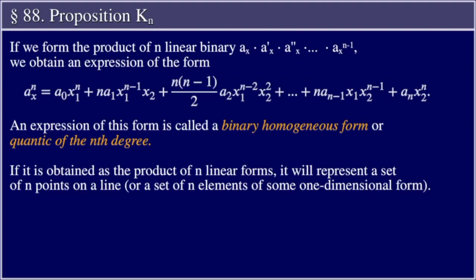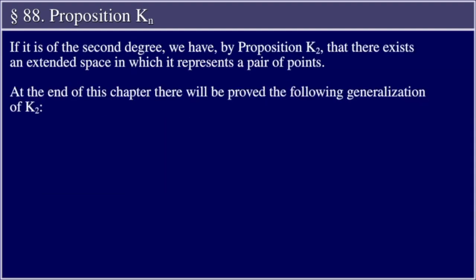An expression of this form is called a binary homogeneous form, or quantic, of the nth degree. If it is obtained as the product of n linear forms, it will represent a set of n points on a line, or a set of n elements of some one-dimensional form. If it is of the second degree, we have, by Proposition K2, that there exists an extended space in which it represents a pair of points.